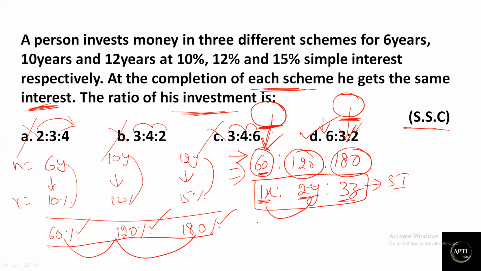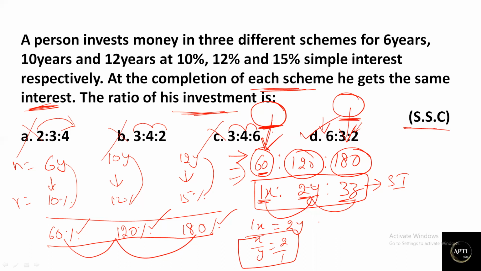These two values equal, so I can write 1x is equal to 2y. Why am I making it equal? Means they clearly given that interest is same. So what's the value of x by y? Can I write it as 2 by 1? x by y is 2 by 1.